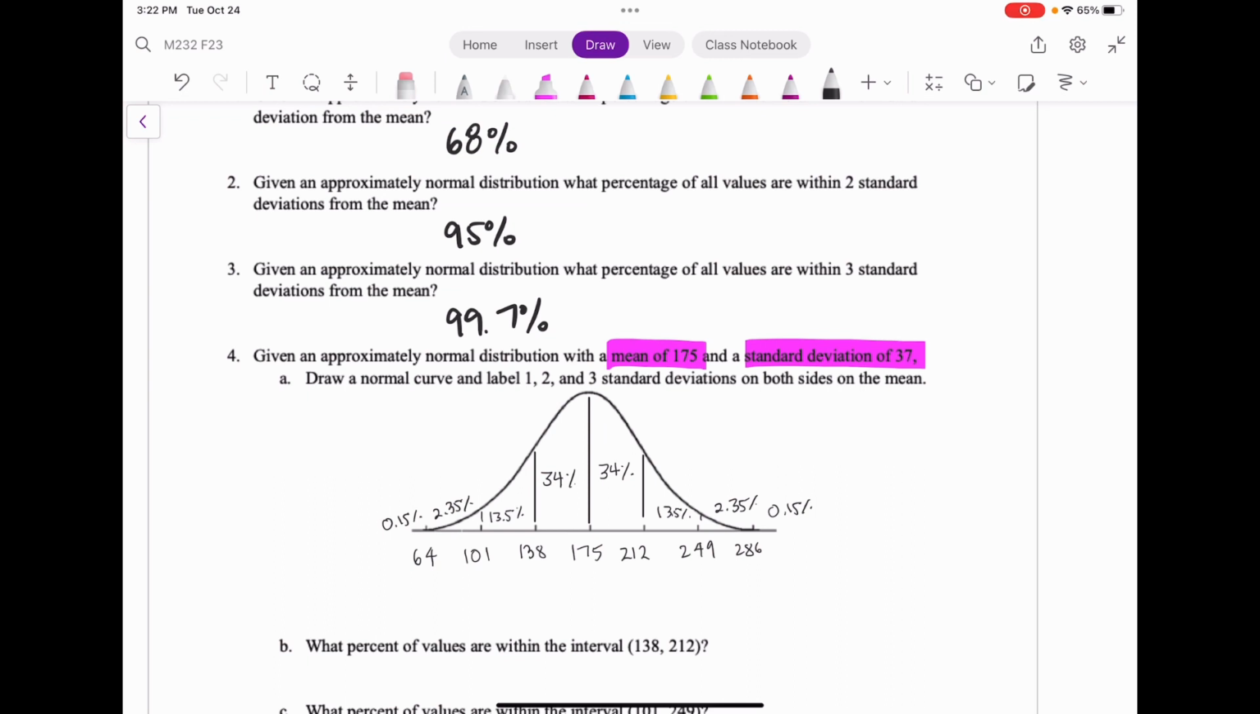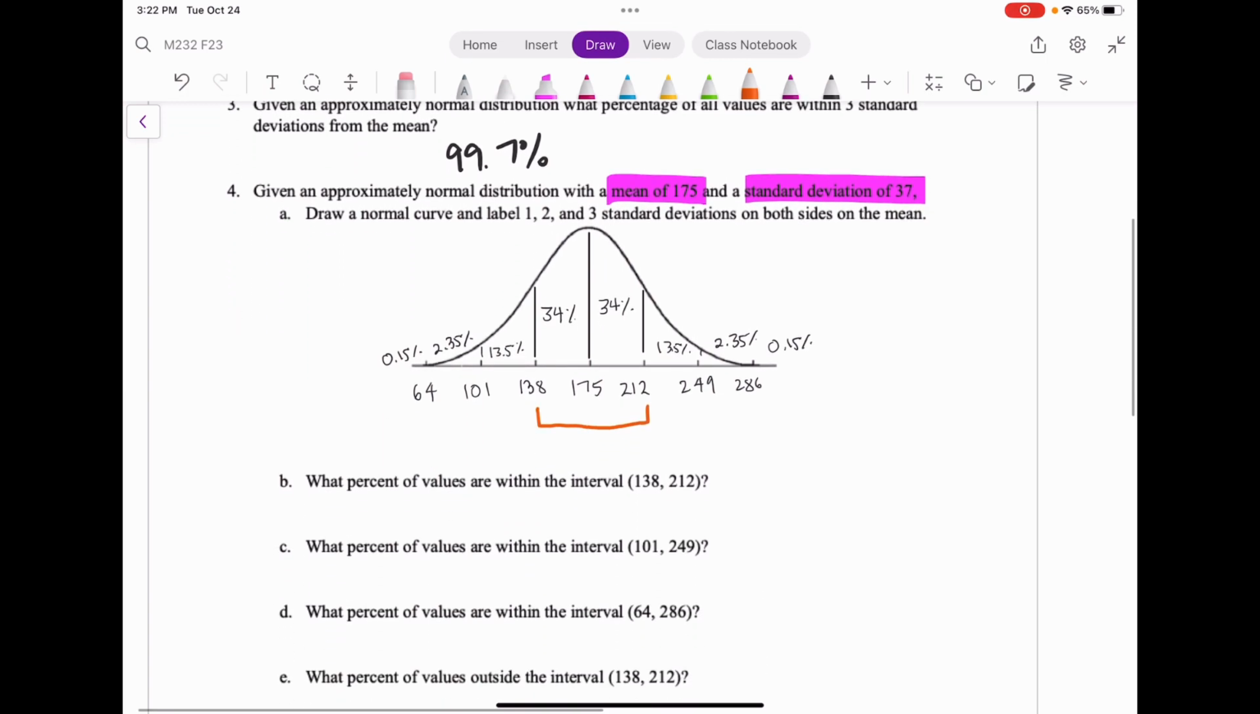When I'm asked for the values, what percentage is between 138 and 212? That is one standard deviation. That's going to be 68%. Between 101 to 249, that's two standard deviations, which is 95%. And then between 64 to 286, that's three standard deviations, which is 99.7%.